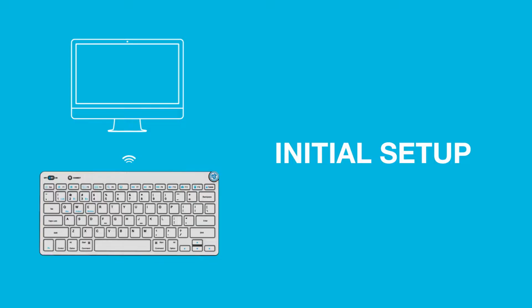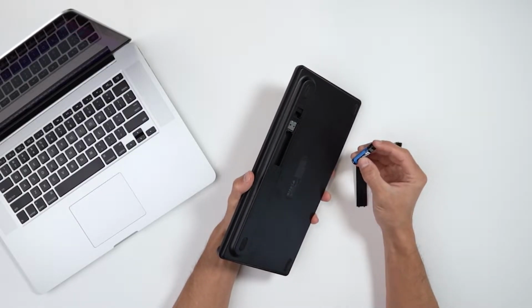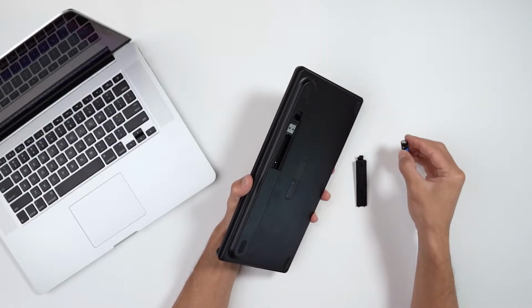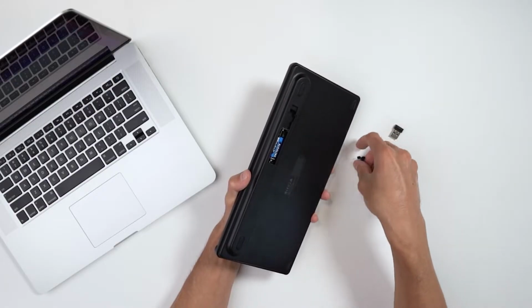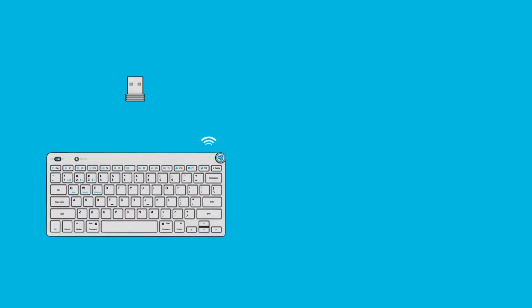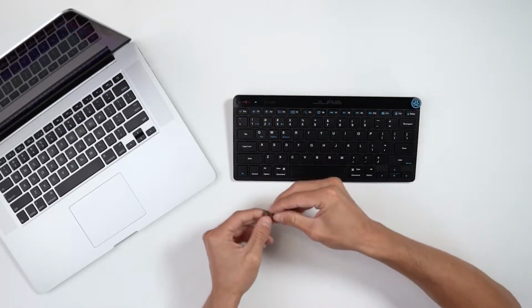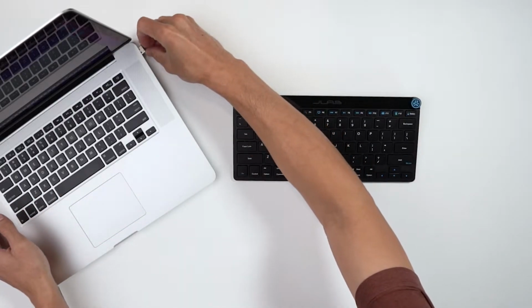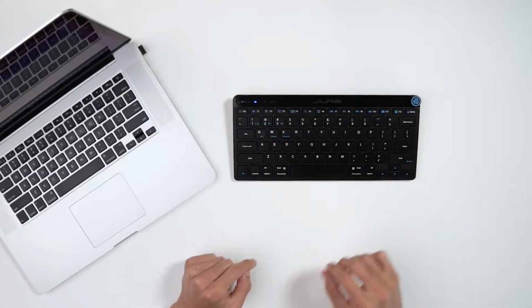Initial setup. Install two AAA batteries and remove the 2.4 dongle. Install the 2.4 dongle into your Mac or PC and turn on the Go keyboard. The Go keyboard will automatically connect when powered on.